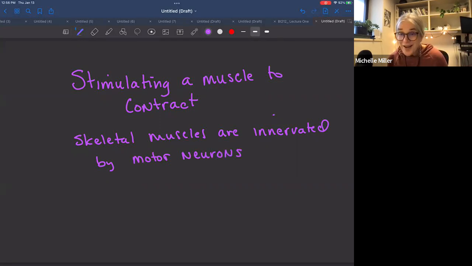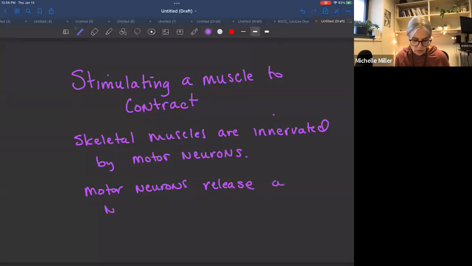So these motor neurons are what send a signal to cause the muscle to contract. The motor neurons release a neurotransmitter into the synapse between them and the skeletal muscle. So the motor neurons release a neurotransmitter, which is called acetylcholine.